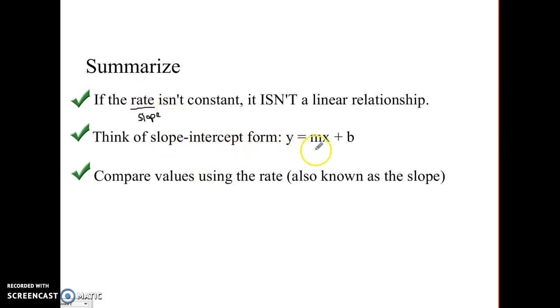Next one, think of slope-intercept form for linear equations. If your equation looks like slope-intercept form, where you've got a number multiplied by a variable, and then there may or may not be something added or subtracted, then it is a linear relationship. As long as there's no exponents involved or dividing by irrational numbers, then it is a linear relationship. And as you're going through the lesson, you are comparing the values as a rate. So think of slope. How can you find the slope of the equation? Or how can you find the slope in terms of the graph? These are all things that you would need to do to determine if something is a linear relationship.